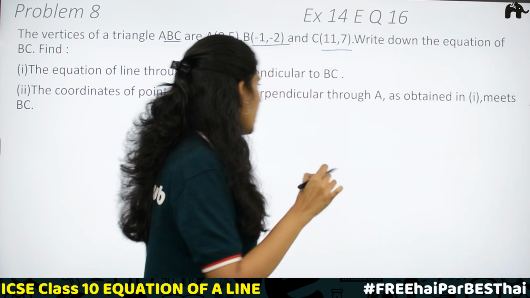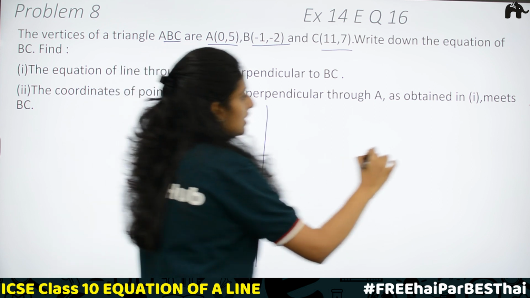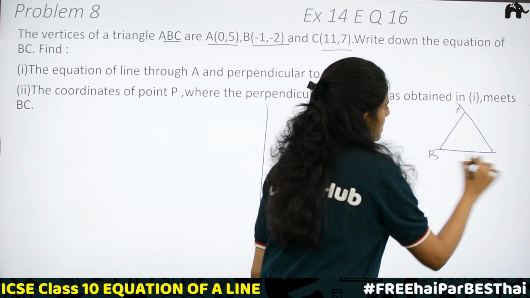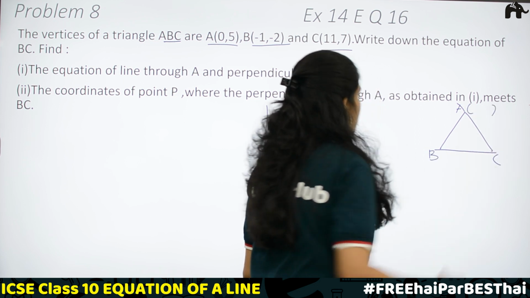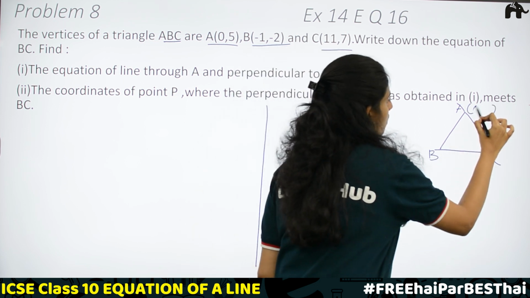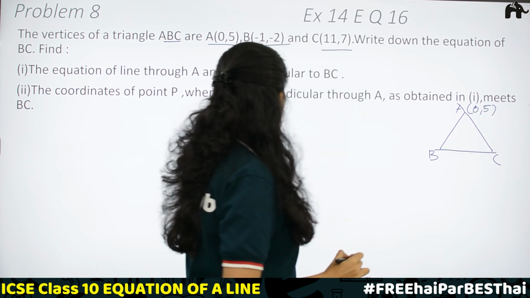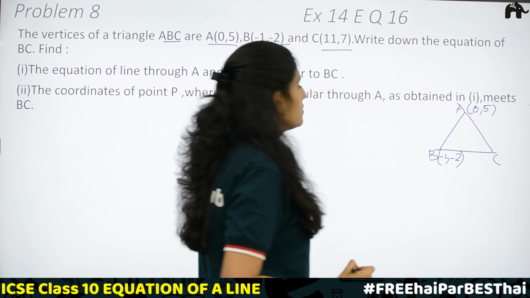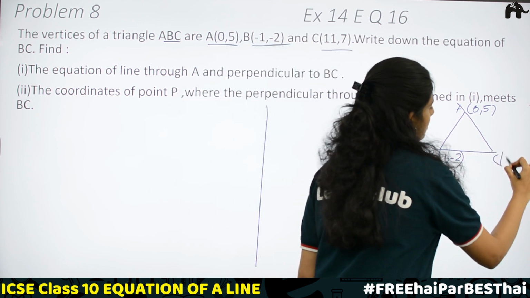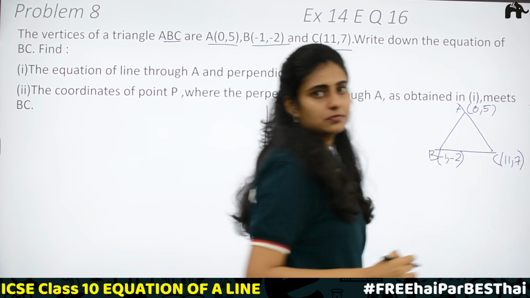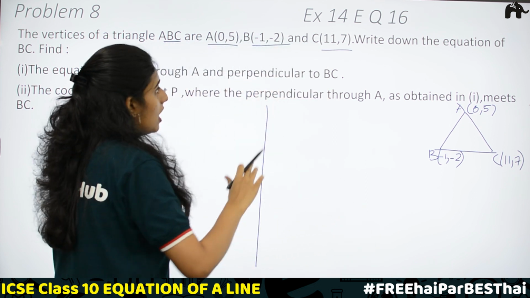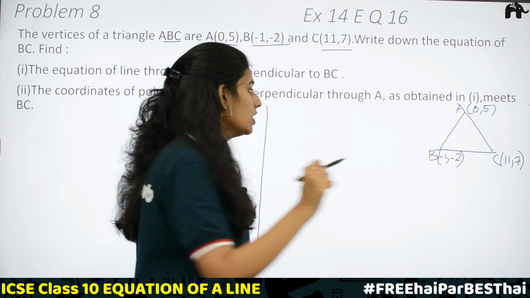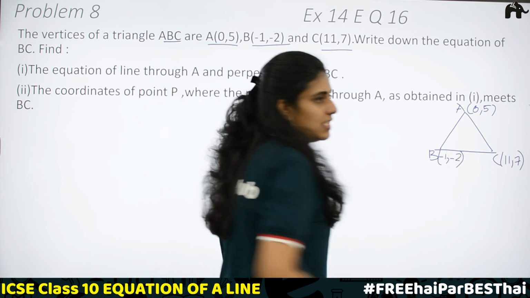Here we have a triangle ABC. Point A, the coordinates are 0, 5. That of B are minus 1, minus 2 and of C are 11, 7. Okay. First, we need to write down the equation of BC. To find the equation of BC, this is line BC.